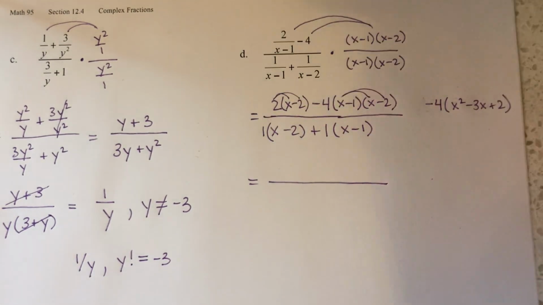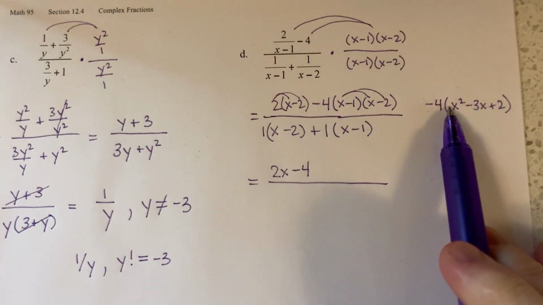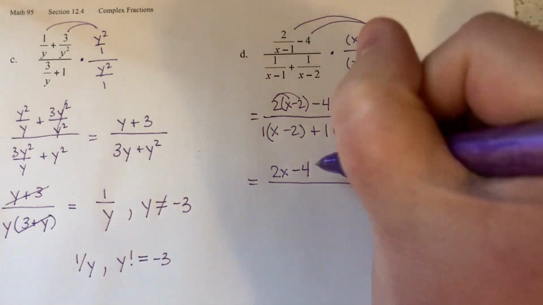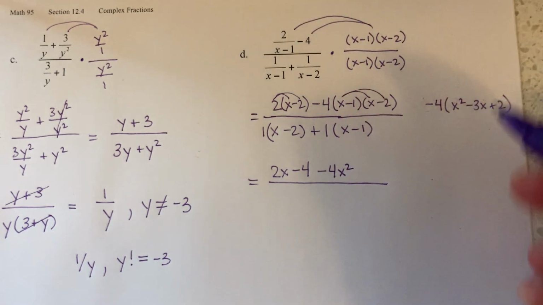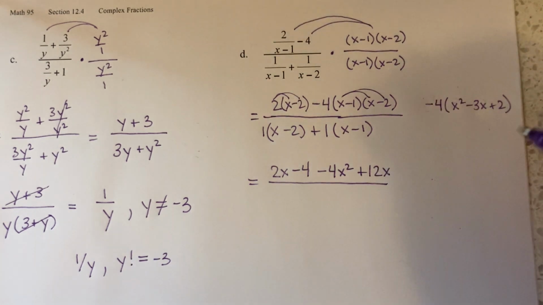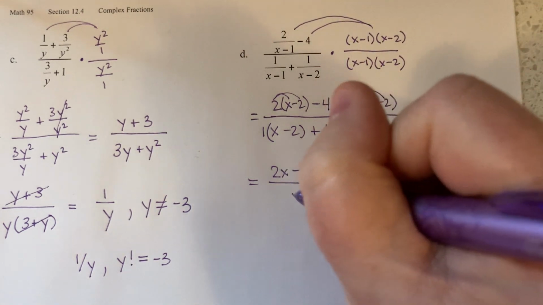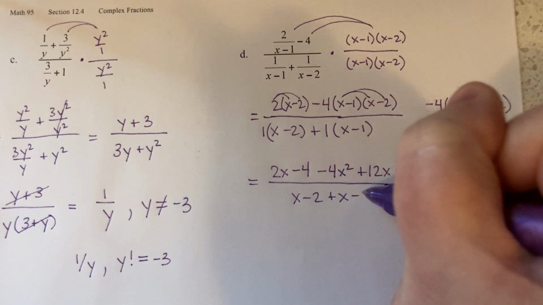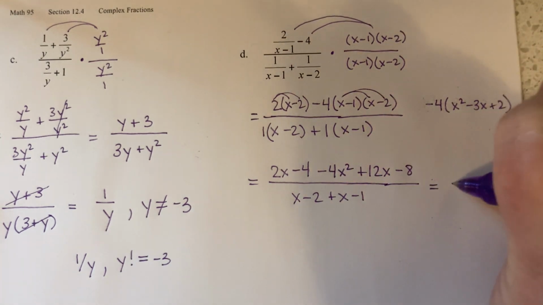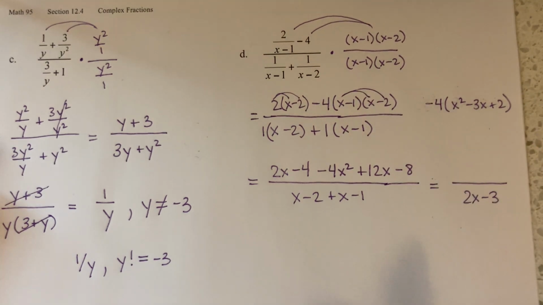So the 2 times x minus 2 makes 2x minus 4. And then I'm going to distribute the negative 4 times x squared is negative 4x squared. Negative 4 times negative 3x is positive 12x. Negative 4 times 2 is minus 8. And in the bottom, this ends up just being x minus 2 plus x minus 1, so the denominator is just 2x minus 3. Not so bad. But the top, we've got to combine like terms.